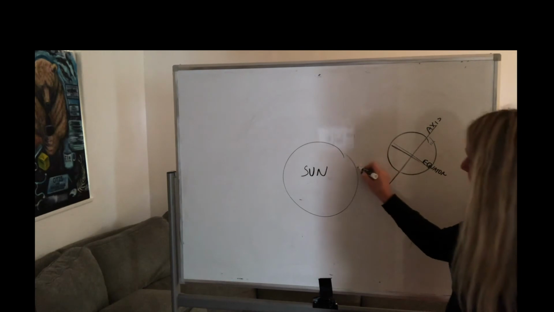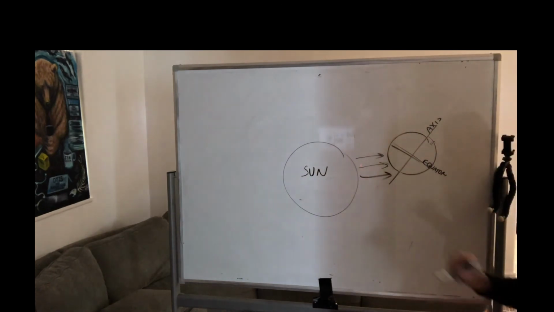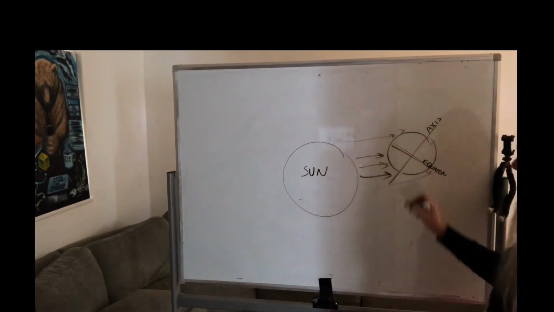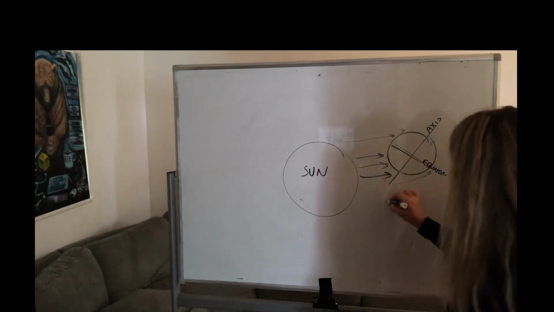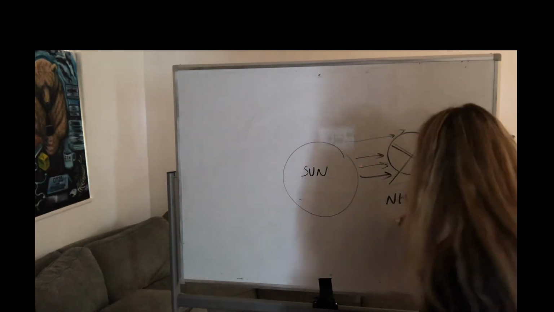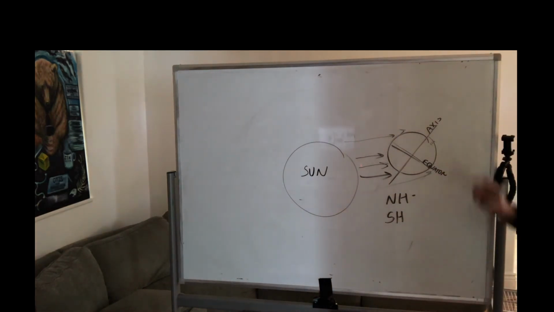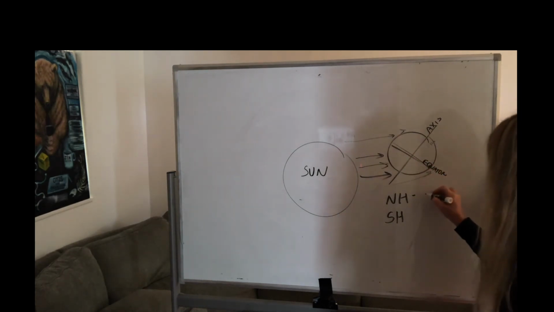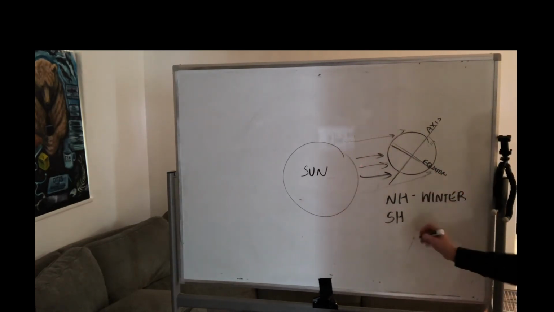In this position, the sunlight is hitting the Southern Hemisphere directly. And it's hitting the Northern Hemisphere indirectly. It's not getting a direct hit on the Northern Hemisphere. So in this position, I'm going to abbreviate NH for Northern Hemisphere and SH for Southern Hemisphere. So what season would we be in if we were in the Northern Hemisphere? We're getting indirect light from the sun, so it'd be winter for the north. Southern Hemisphere would be summer.